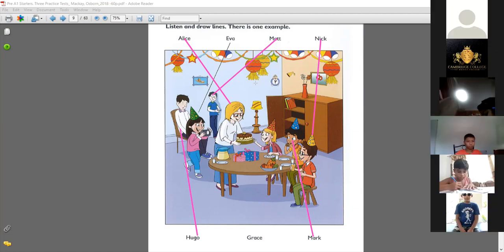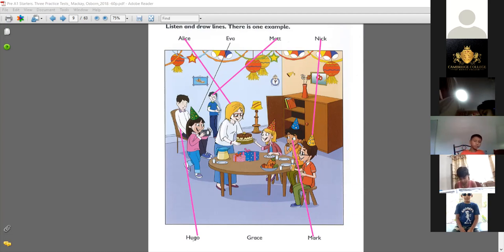Right, mark the answers. Alice is the lady, she is the mother, she is holding a cake. You can see Alice is the mother holding a cake. Next, Nick is the boy who is wearing a yellow hat with a juice in his hand. So that is Nick. Next one is Matt. Matt is holding a phone.